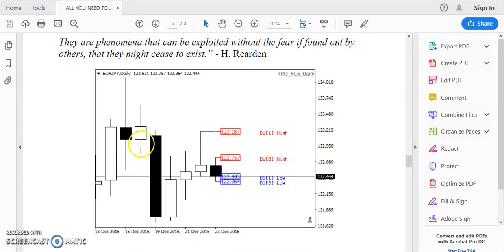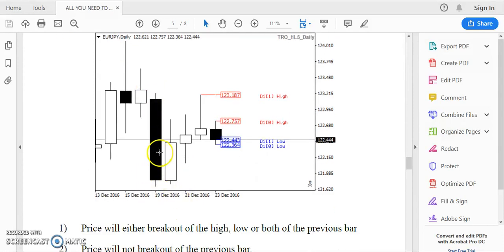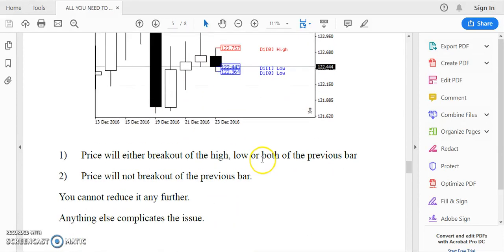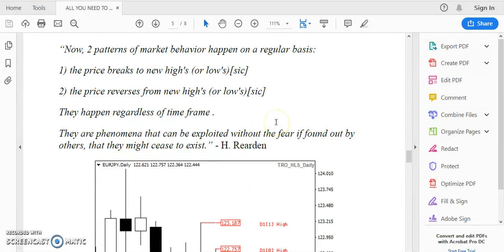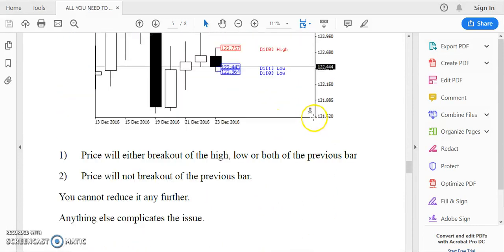Or it will not break out. So here you see we have an inside bar, it didn't break out. Here we had one that broke out upside. Here we had one broke out of the downside. We have another inside bar. We have a breakout. We have another breakout. We have another breakout. That's it. Those are breakouts. Okay. And remember, they happen regardless of time frame.